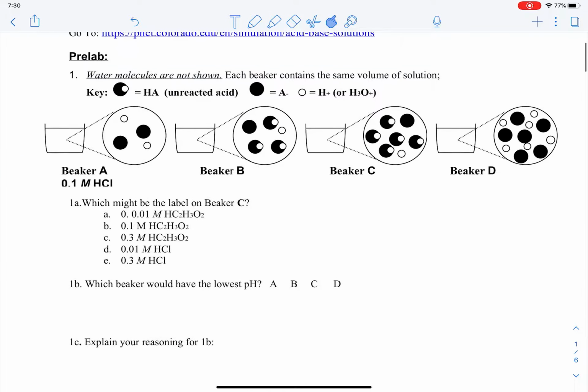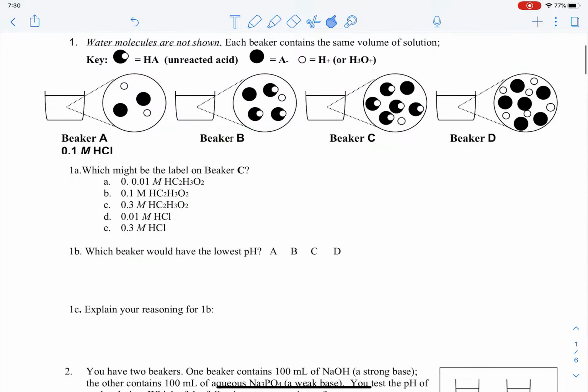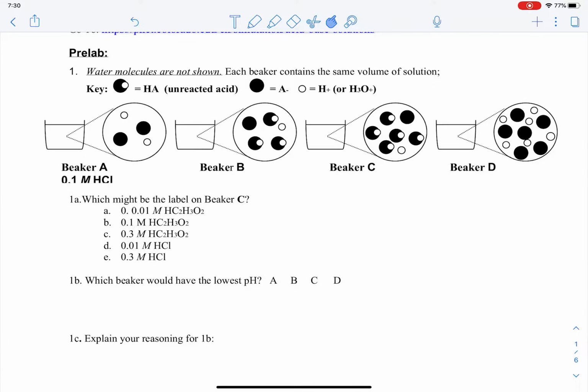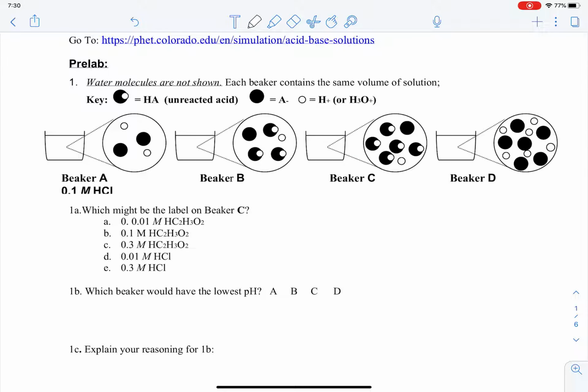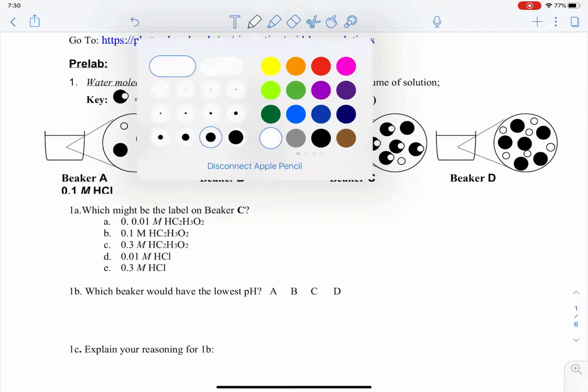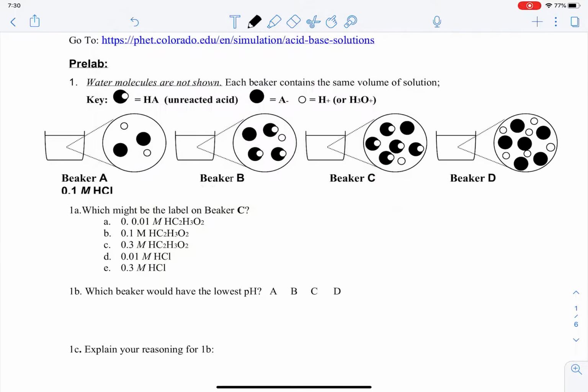When you're answering these questions, the first page is basically just a pre-lab. You don't necessarily need the simulation to answer these, but we do want to talk about some things that past videos have covered, and double check that we have them. For number 1, an unreacted acid, or one that hasn't dissociated, is HA, with that small white circle inside the big black circle. An acid that does dissociate has one anion and one hydrogen ion on its own.